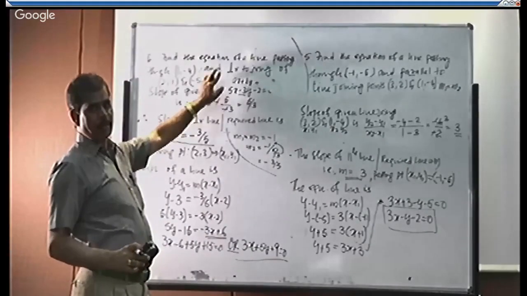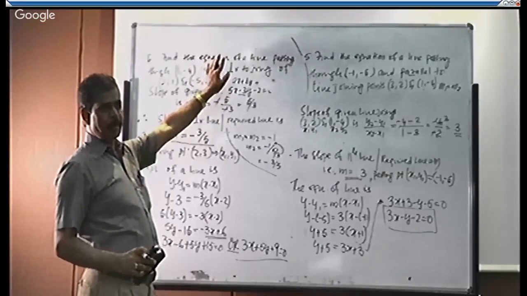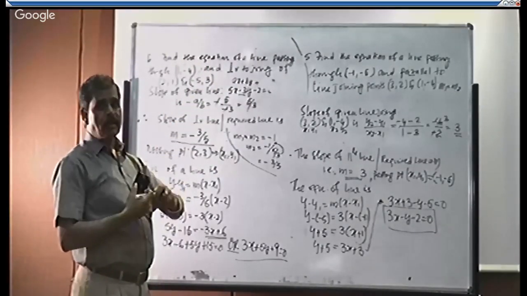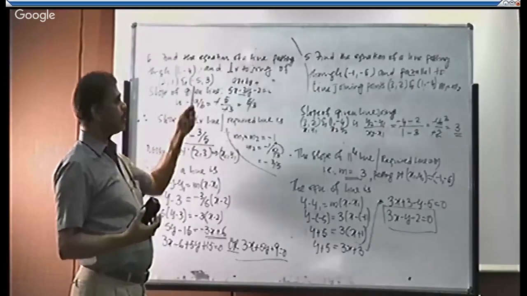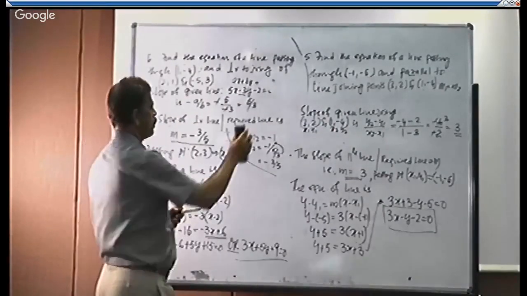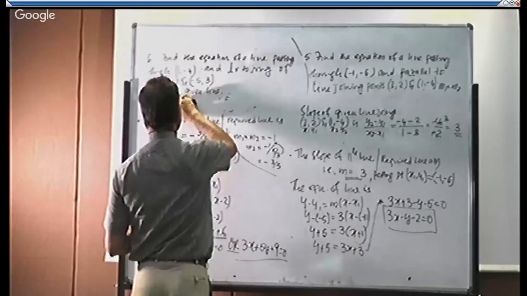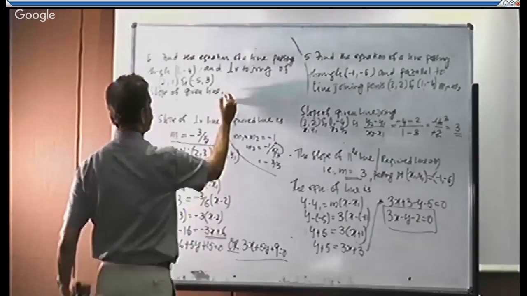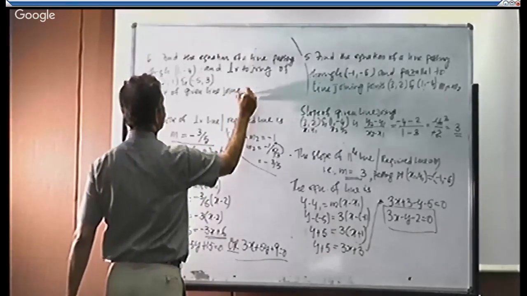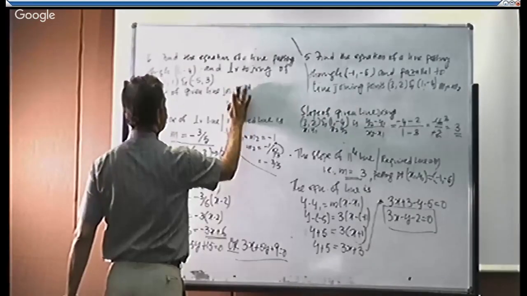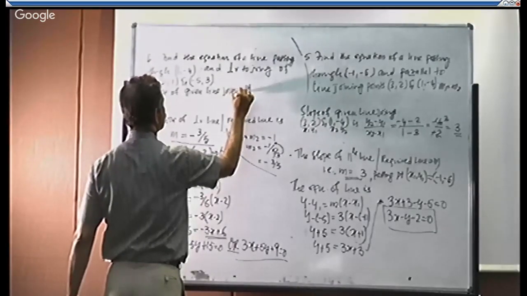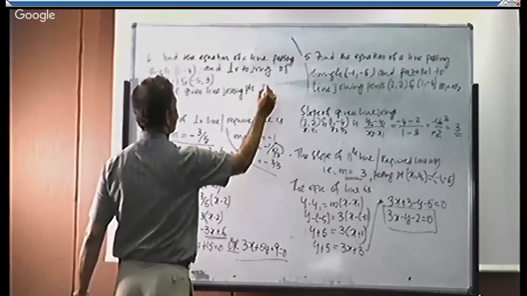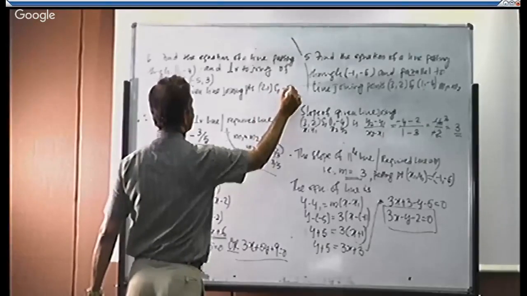In the last problem, they mentioned the perpendicular line is of the standard form ax + by + c. But here they have given the line joining points. Get the slope of the line joining points first. The line joining points are (2, 1) and (-5, 3).